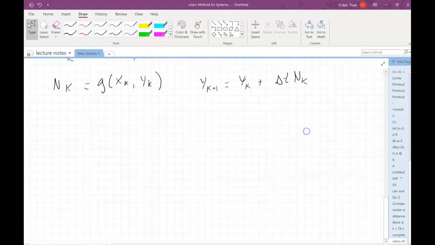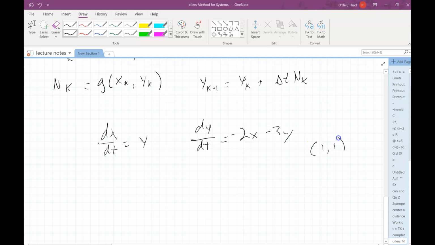So let's do a quick example. Okay, so let's say that dx/dt is equal to y, and dy/dt is equal to negative 2x minus 3y. And my initial value is 1, 1, and my step size is going to be 0.25. We'll just do a couple steps here.